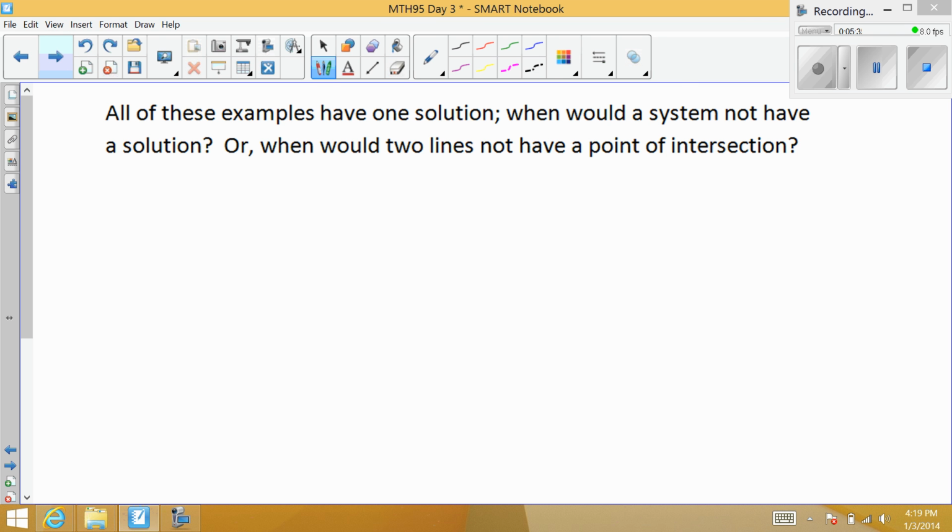Okay. Both of these examples have had one solution. Think a minute, what would be a system that would not have a solution? Or when would two lines not have a point of intersection? Would you like a hint?